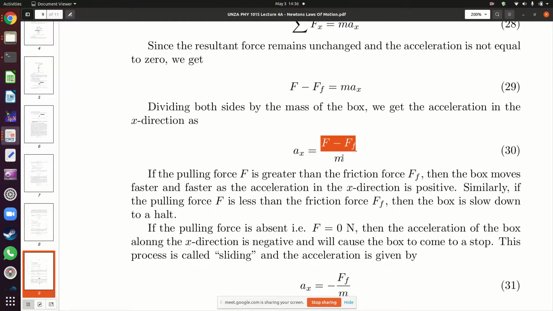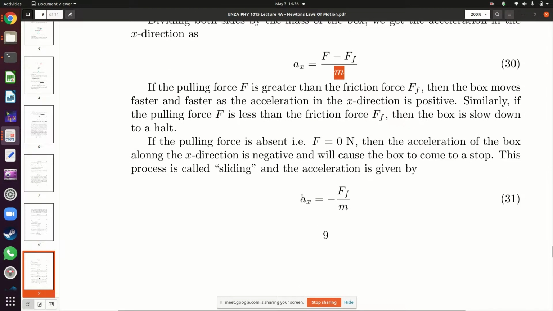In the case where the pulling force is less than the friction force, you can see that the resultant force is going to be negative. When the resultant force is negative, you divide this negative resultant force by the mass, and what you get is a negative acceleration. So this negative acceleration will slow down your mass until it comes to a stop.